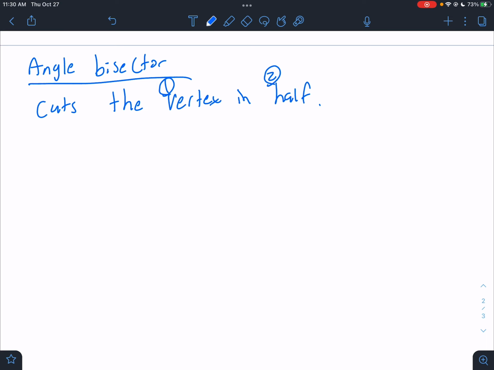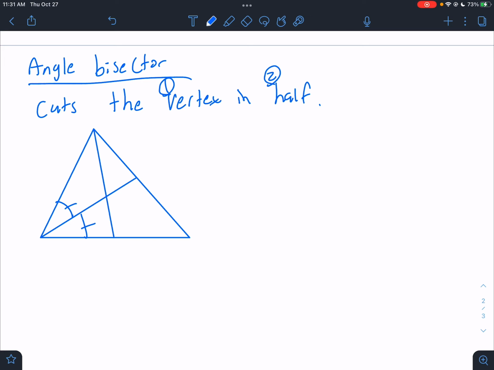That's the second thing. So if I were to draw a triangle here, an angle bisector would cut the vertex in half. Boom. And I can draw all three angle bisectors. They must cut the vertex in half each time. And then once again, just like medians, they do hit at a spot. And for this one, the POC is called the incenter.